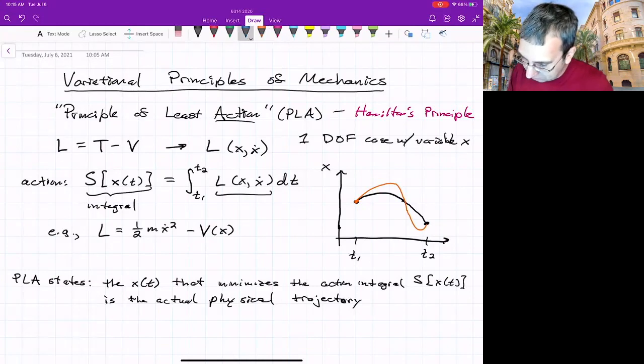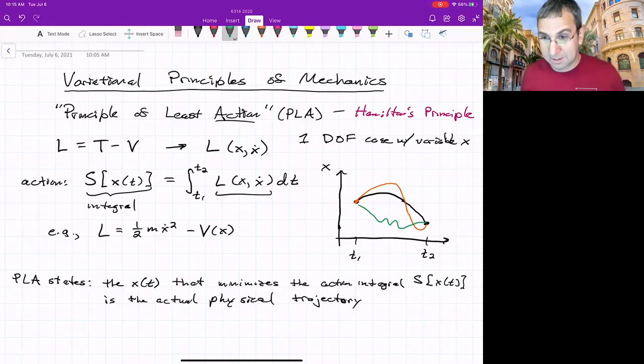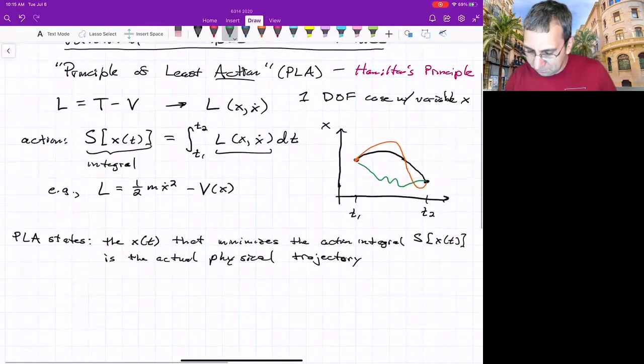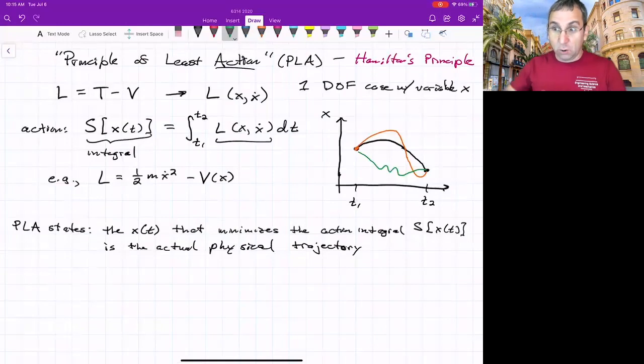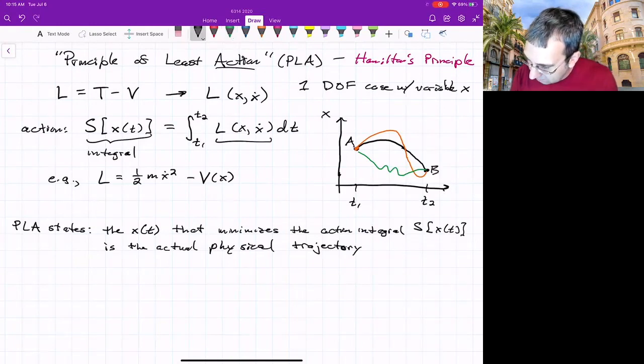For some other path, I could calculate the integral. But there is some particular path that will minimize this integral, and the claim is that is the actual physical trajectory taken by physics. I think of it as a global principle because it's taking in the entirety of a trajectory. To go from point A to point B, what's the actual physical trajectory that does that? It's the one that minimizes this integral.